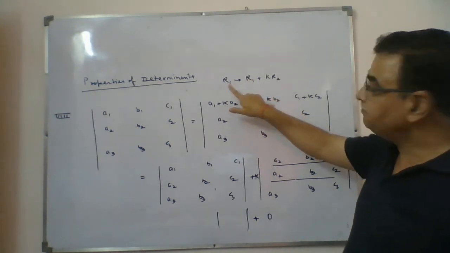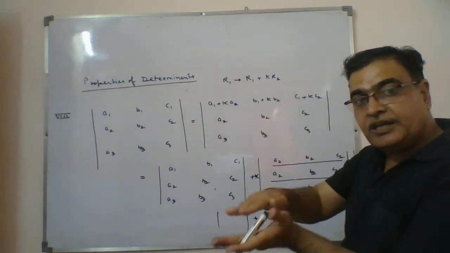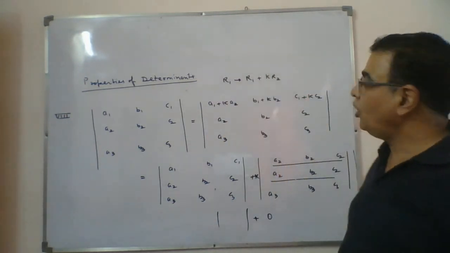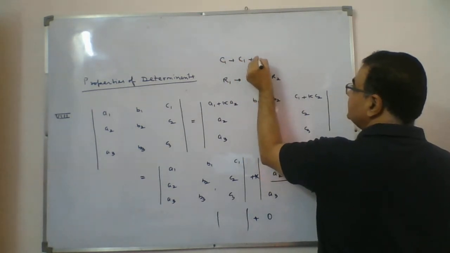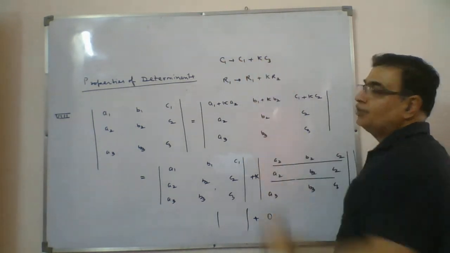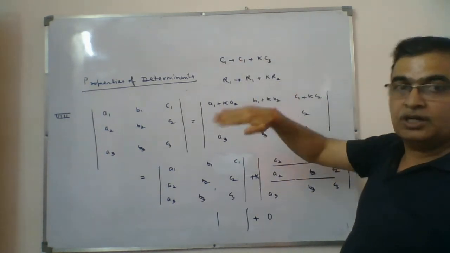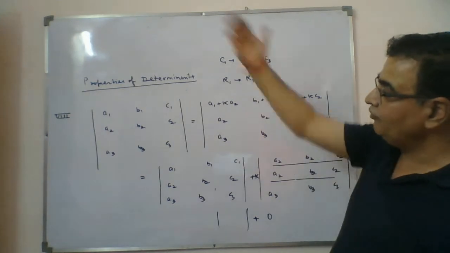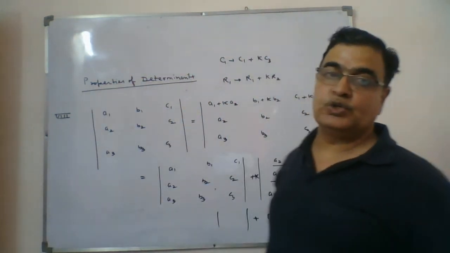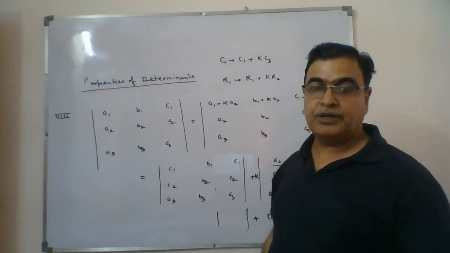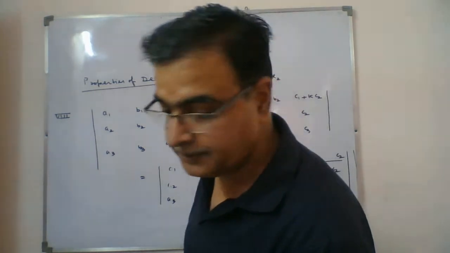So this type of operation you can operate. If you are taking R1, that means R1 remains unchanged. In that you can add k times some other row, or you can take column 1 plus k times column 3. This is not going to change. If the second or third column is multiplied by some number and added to column 1, the result is not going to change. This is a very important property. Most of the questions will use this property, so you should keep it in mind.